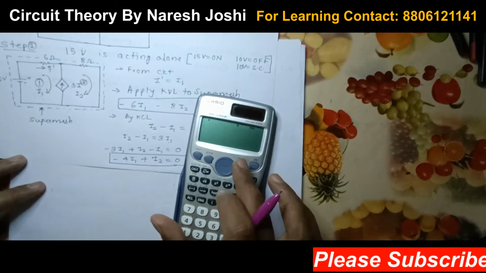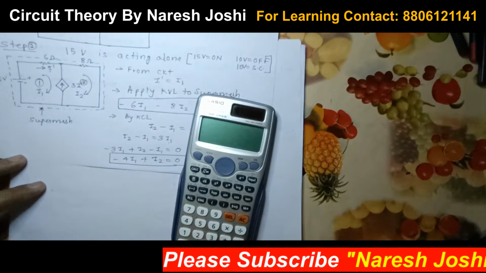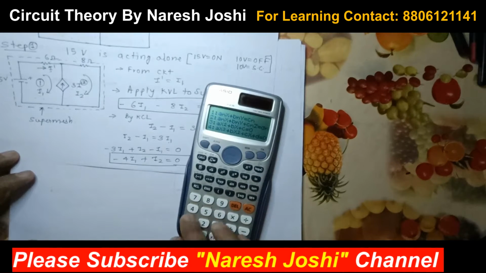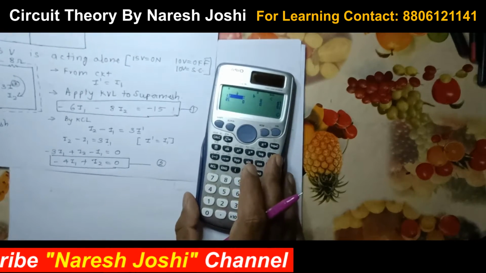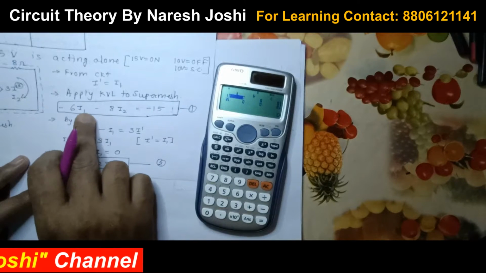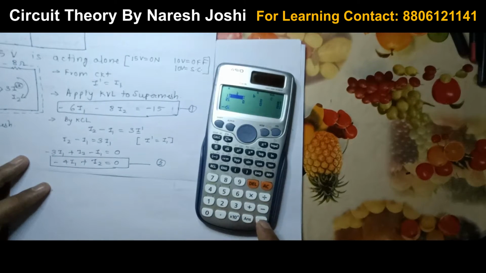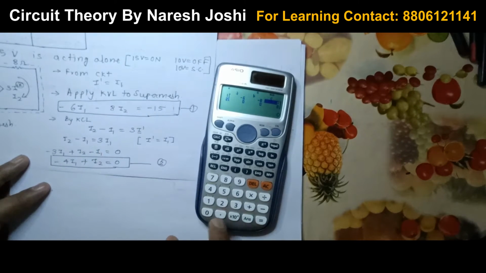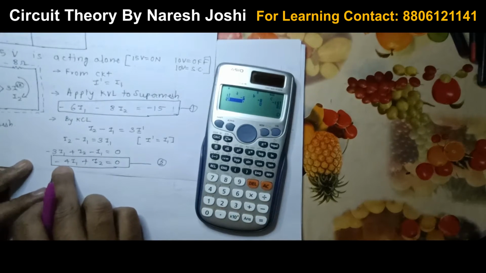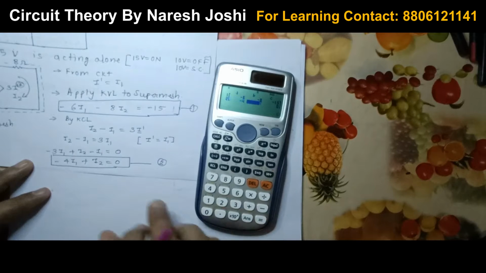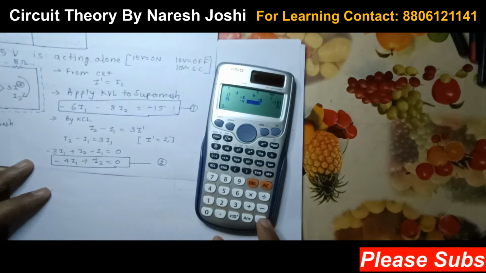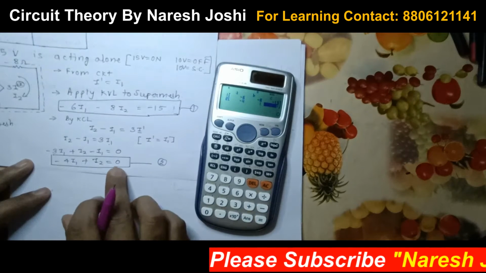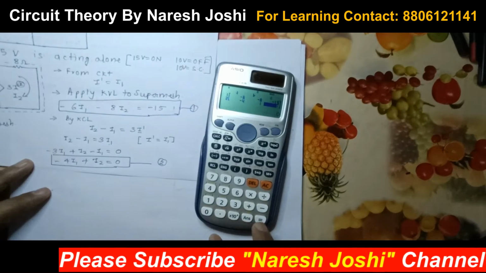First press 5, then equation, and I will select the first one here. So here you can see the coefficient of I1 is 6, so I will write 6. Then the second unknown is -8, so I will write that. Then -15, so I will enter -15. Then next, I will enter -4 here. Then I will enter 1 here, and then I will enter 0 here. Then I will check the answer.